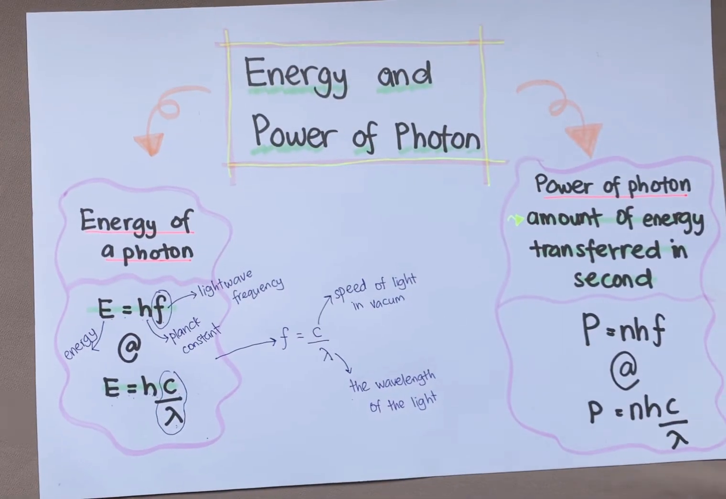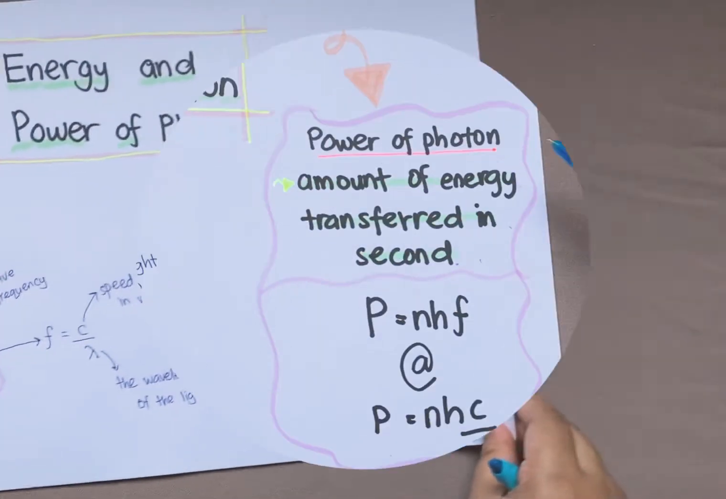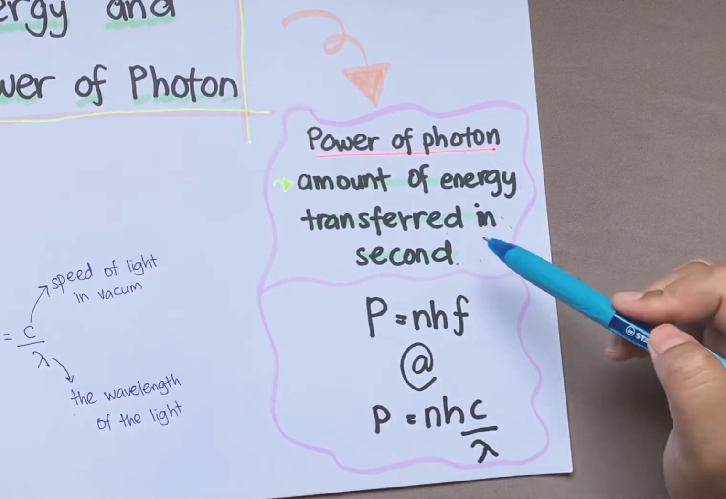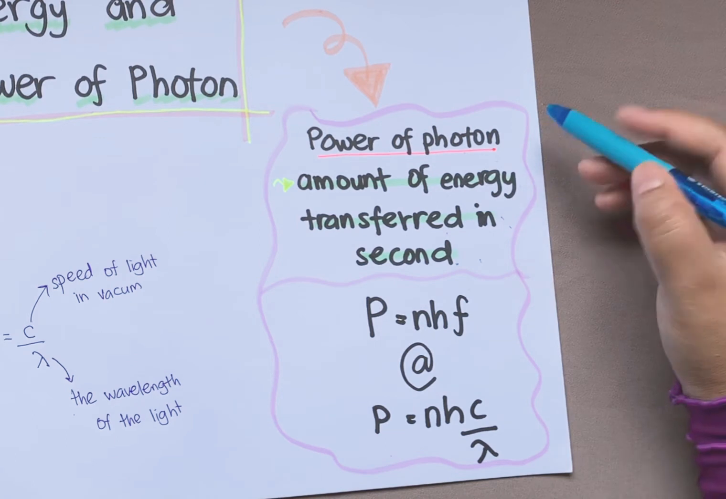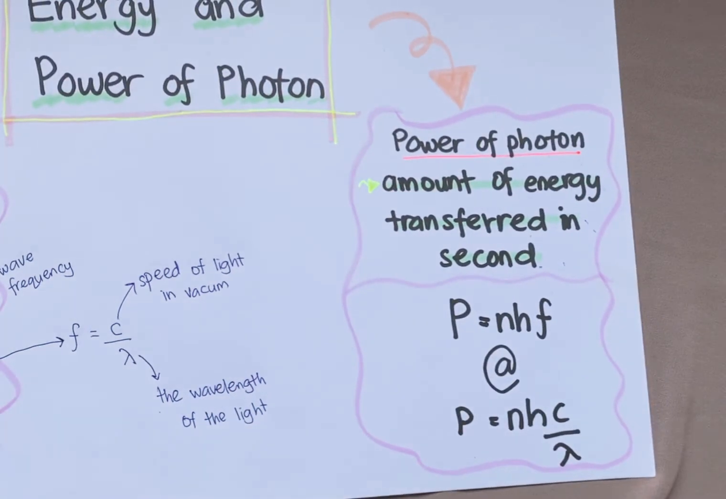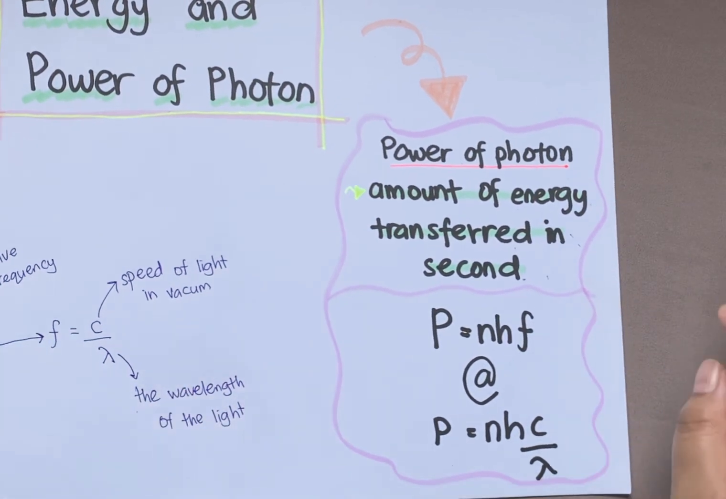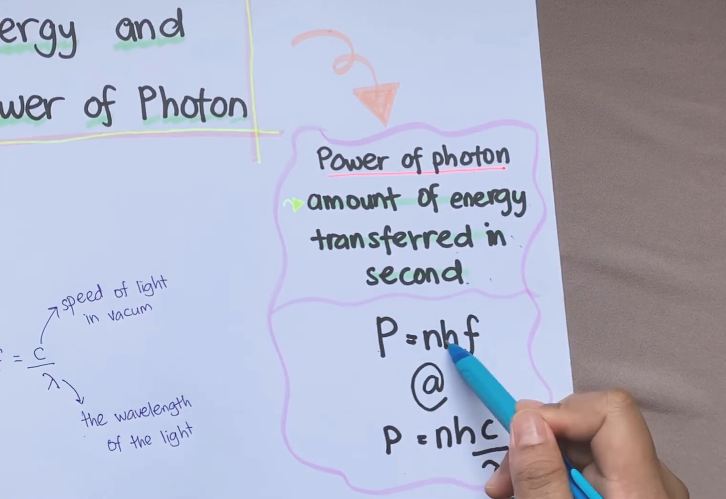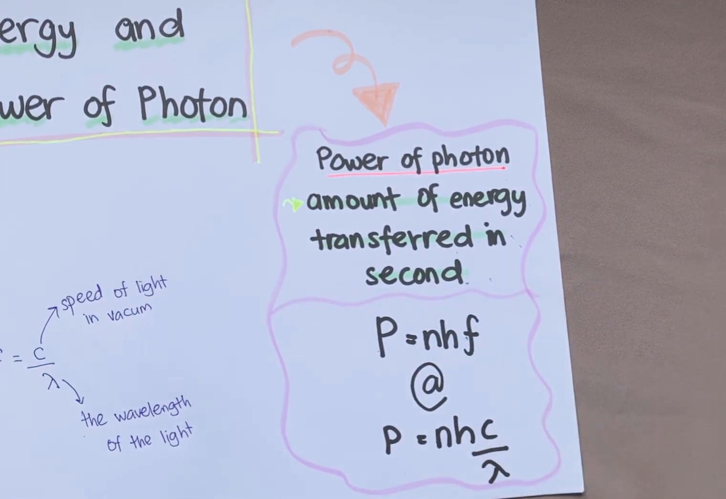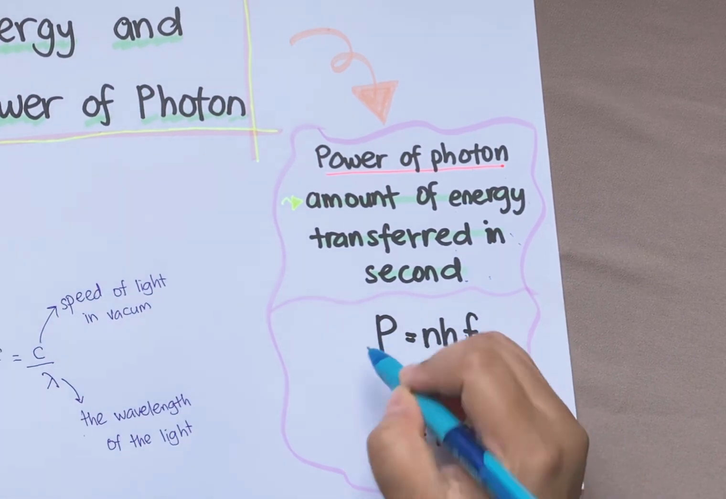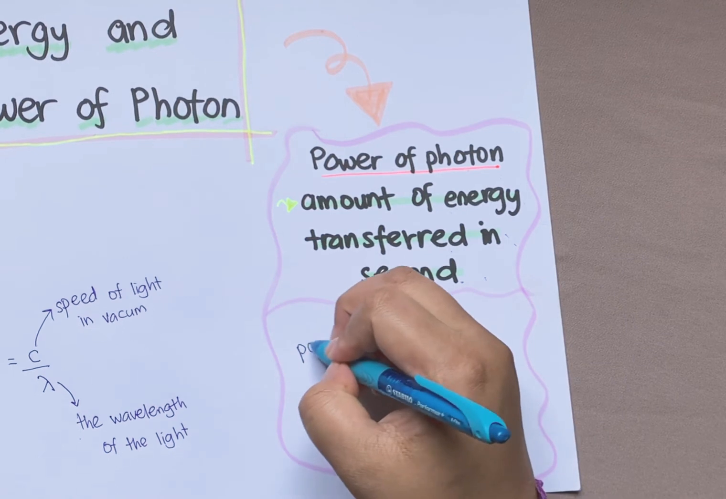Let's look at the second point, which is power of photon. Power of photon is the amount of energy transferred per second. To transfer a photon, we need energy, so we need the equation for energy to get the power of photon. Let's look at the equation of power of photon. As you can see here, P is equal to NHF. What is P? P is the power of photon.